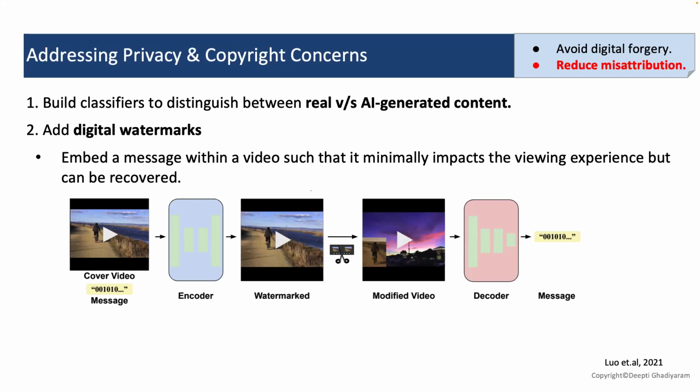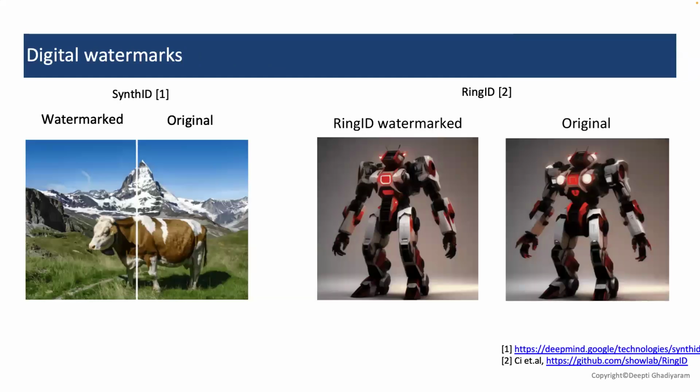Lou and colleagues from Google Research proposed an encoder-decoder framework where, during training, given a video and a particular binary message, both are embedded into this feature space. The decoder is trained such that even if the input video is modified in extreme cases, such as frame dropping, cropping, or adding compression artifacts, the decoder should still be able to extract the added message. SynthID is another service that DeepMind is offering, where it allows you to add digital watermarks to images, videos, or audio.